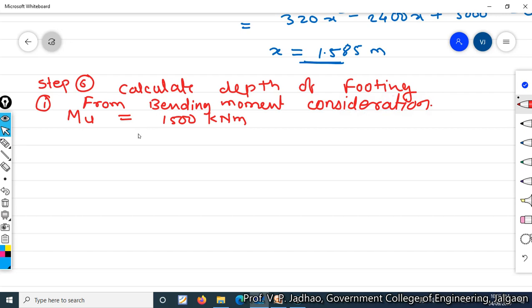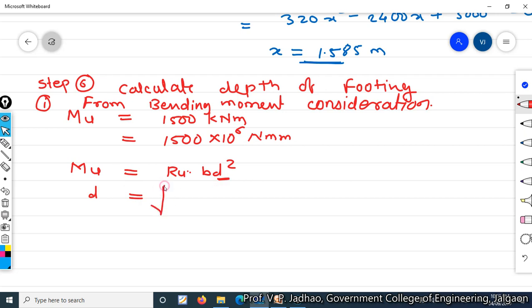Now we have Mu equal to 1500 kilonewton meter. We can convert it into Newton mm as 1500 into 10 raised to power 6 Newton mm. Now we know that Mu is equal to Ru into B d square. We know this formula from the RCC subject. Therefore we can write the depth d is equal to square root of Mu divided by Ru into B.